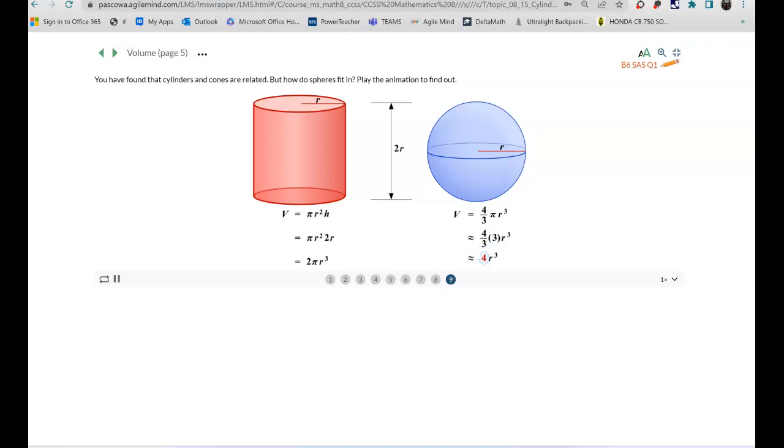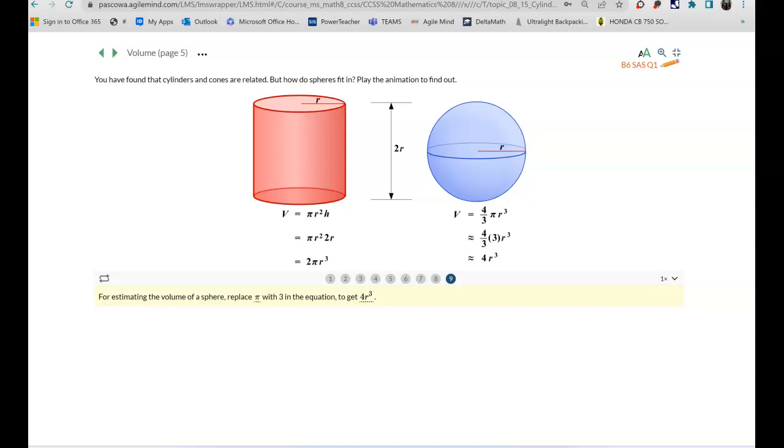Now, if we use 3 as an estimate for pi, then you could say that when you estimate the volume of a sphere, it would be 4r cubed. And that's if you use 3 for pi. But of course, we want a more exact measurement most of the time, so we would use 3.14. But you can use 3 as an estimate to find the estimated volume of the sphere. And so that would simplify to 4 times r cubed.